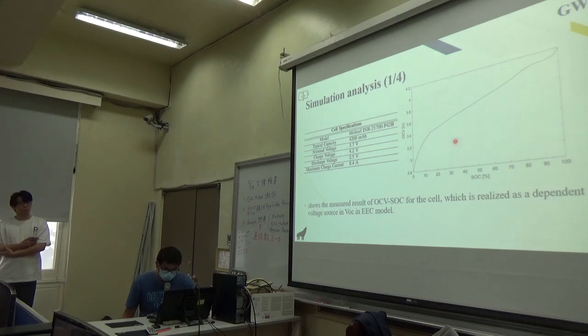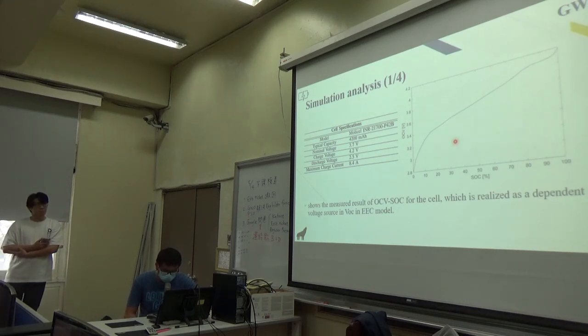This picture shows the measured result of OCV and SOC for the cell, which is realized as a dependent voltage source, VOC, in the ECM model. This case shows the charge voltage is 4.2.